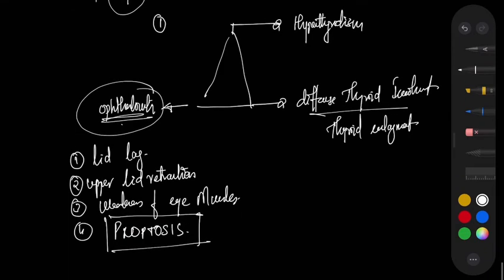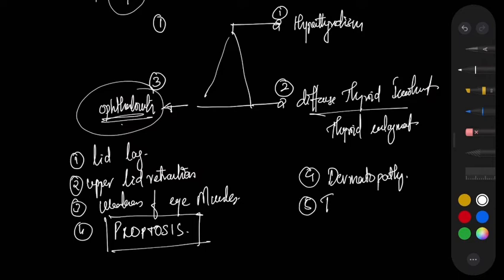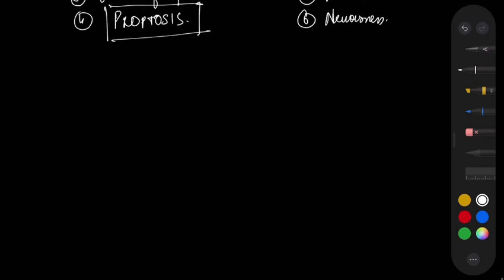A few other features we see are dermatopathy, tremors and nervousness. Now let's come to the most important part of pathology, the morphological features.